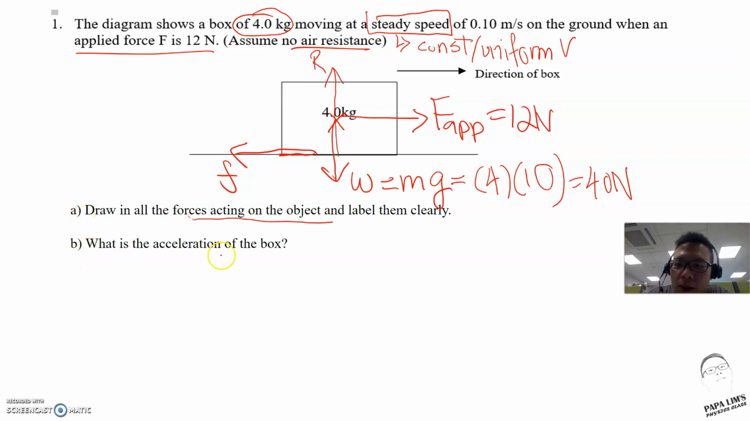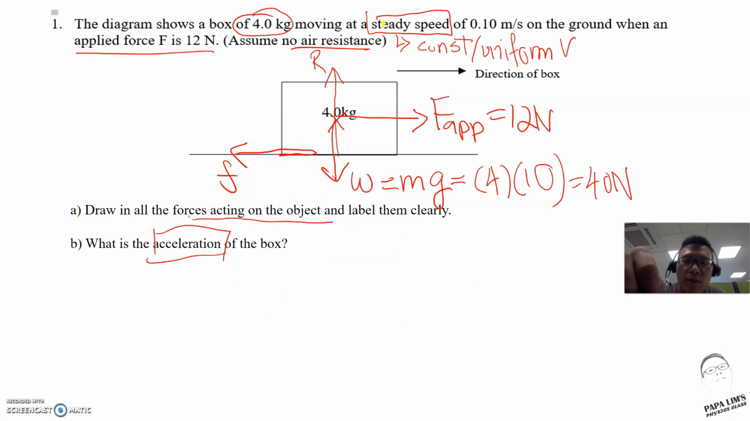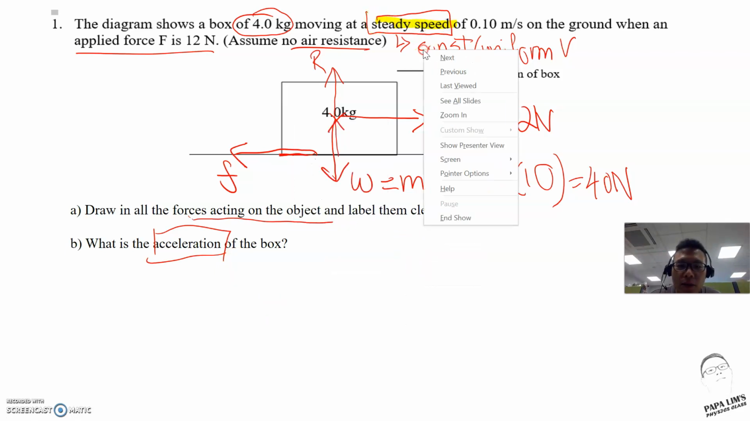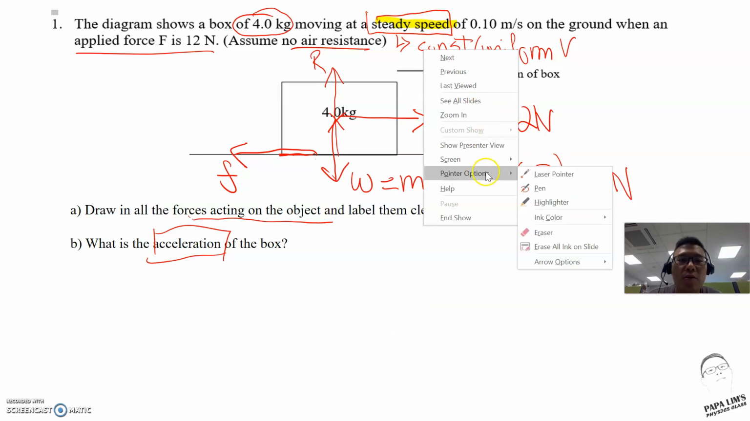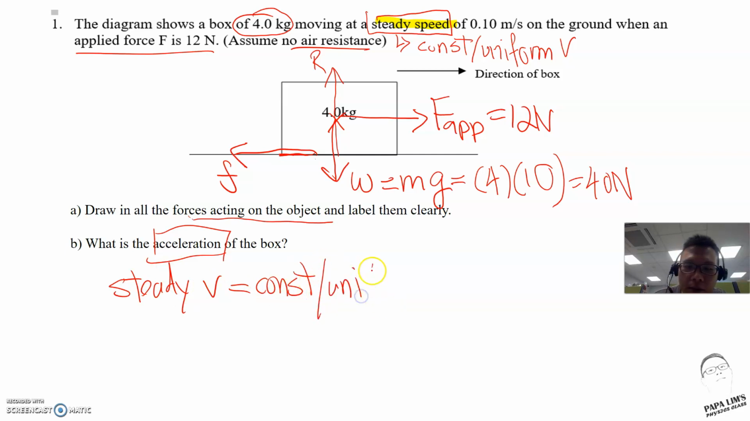For 1b, what's the acceleration of the box? Take note, the important fact that we have is steady speed. Steady speed is the important fact, because steady speed gives us certain information. Like I mentioned before, another name for it would be constant, or what we call uniform speed.